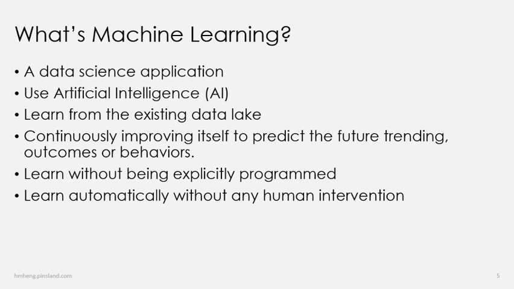So it's basically learning from big data, and it continuously improves itself to predict all the future trending behaviors or any kind of things that will happen in future, and it learns without being programmed explicitly. Then it also learns without any human intervention. That means it will grow even smarter over time, so your application will know how to behave by itself.